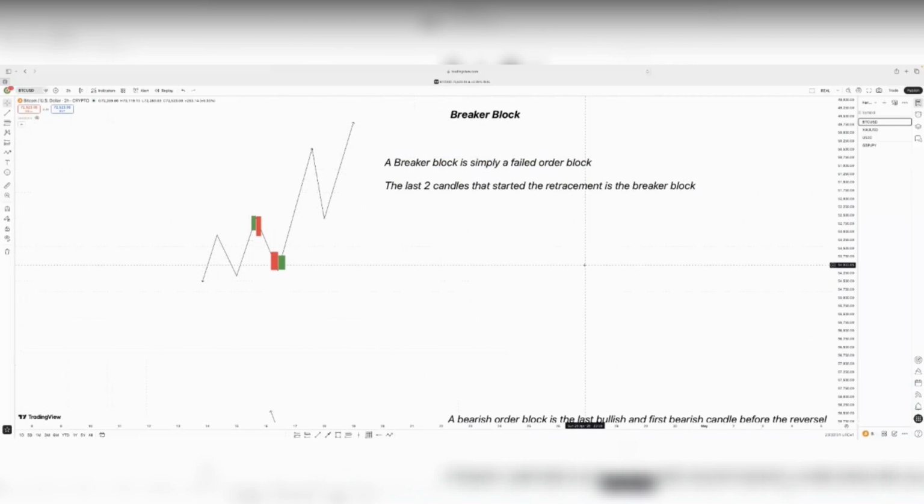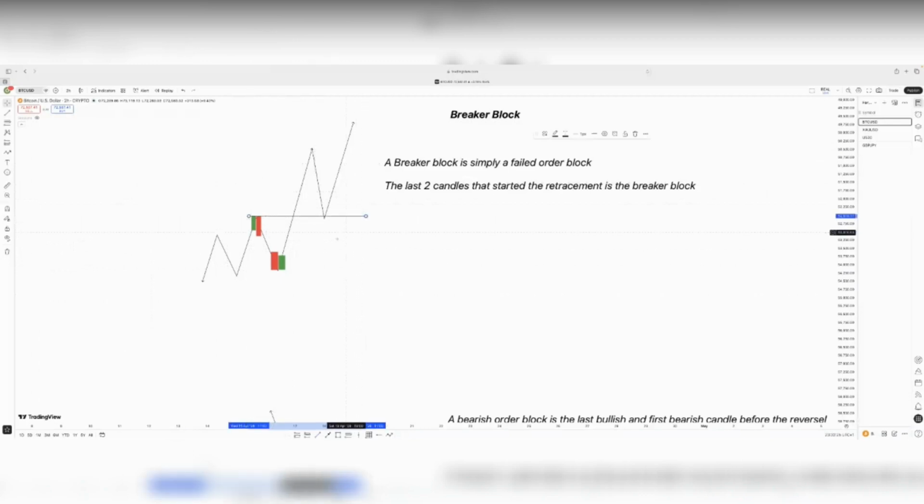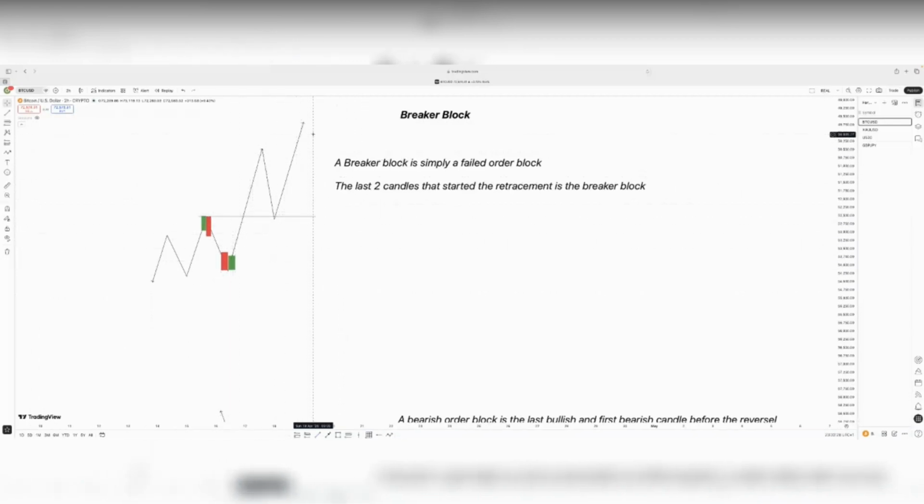Now back to breaker block. The last two candles that started the retracement are the breaker block. The old trend is an uptrend. These last two candles right here started this downtrend retracement that did not work, that did not create a new low. So it is a failed order block. It becomes a breaker block for price to use in the nearest future as a support zone to create a new high. I hope you are getting it.